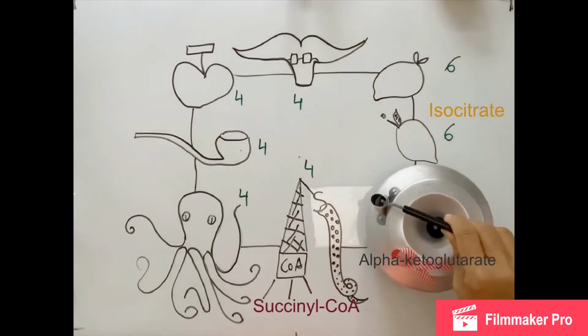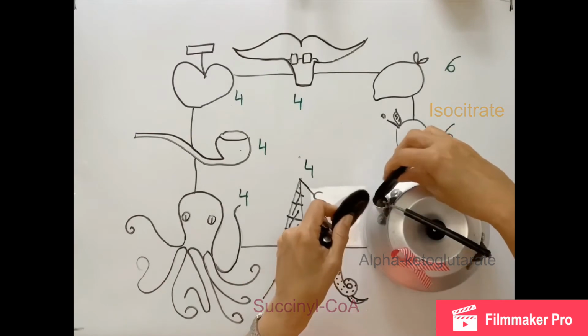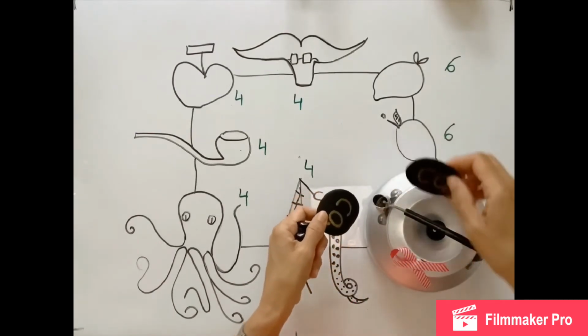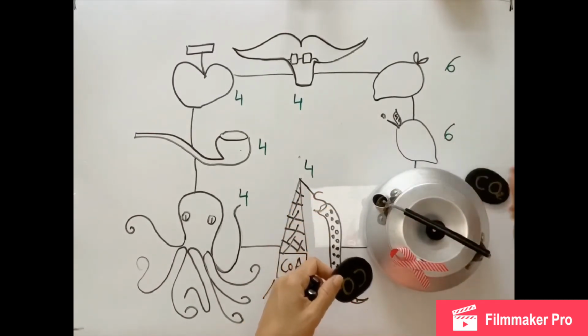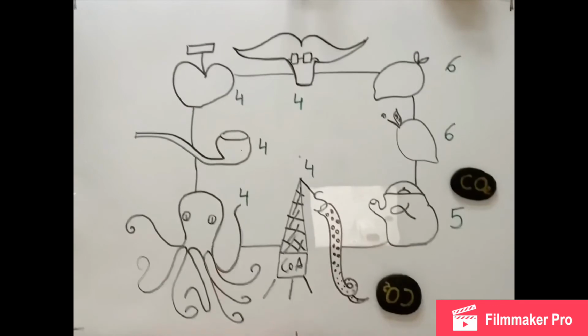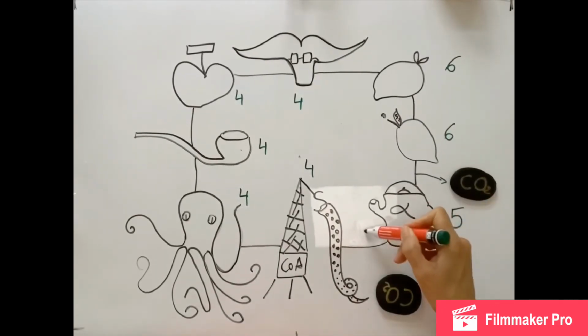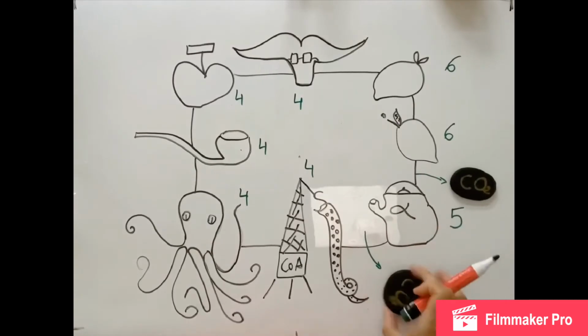So we can envisage our kettle boiling and producing 2 molecules of CO2 which land 1 to each side. Here and here we have 2 CO2 coming out of the cycle. Now water.